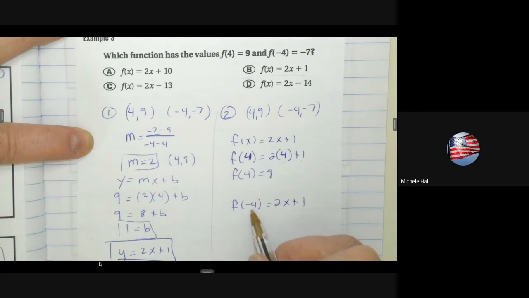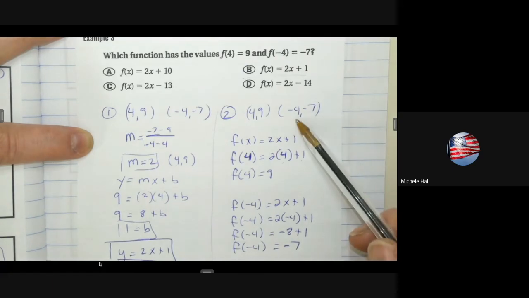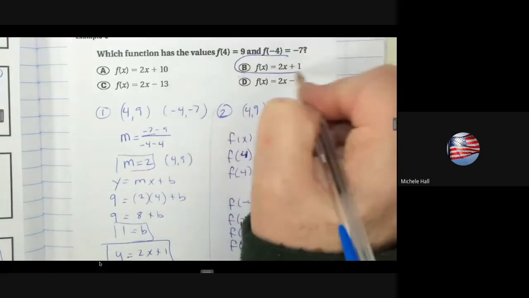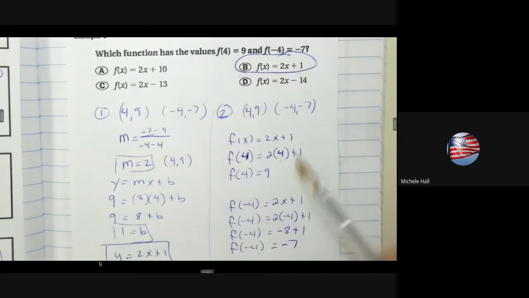Substituting in that x is -4, we get -8 plus 1. We get that f of -4 equals -7. When x is -4, y is -7. That means that b is the solution. I was just checking to make sure my algebra was correct.